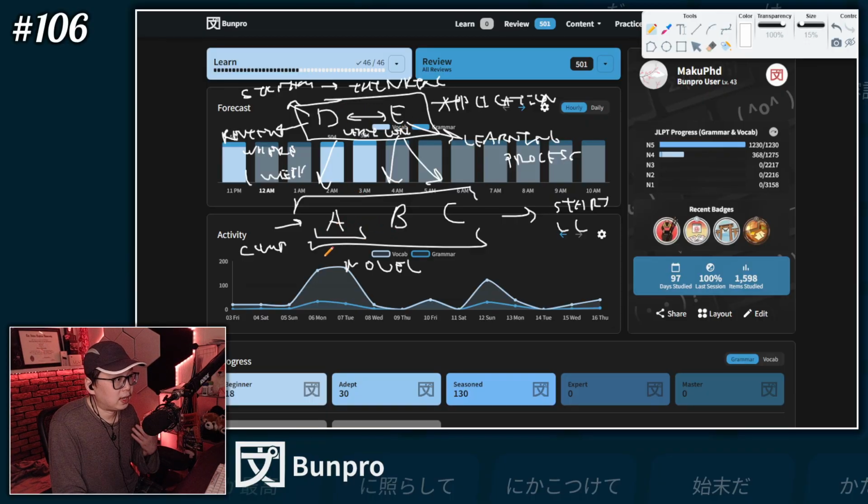So regardless of how rigorous Wanikani is or Bunpro is, they are not stronger. They are not strong enough to inhibit my existing habits. My existing habits are so strong that no matter how strong this gets, it is unlikely to break, which is what makes habit coupling very powerful, right?